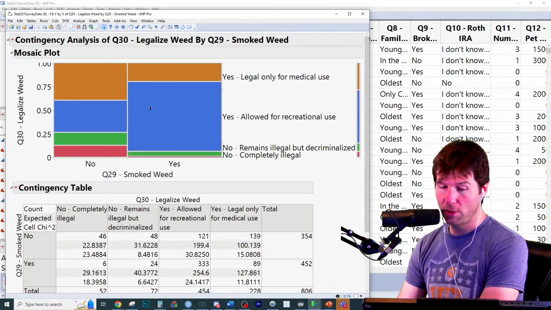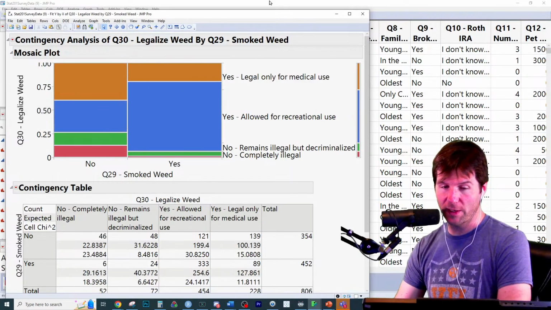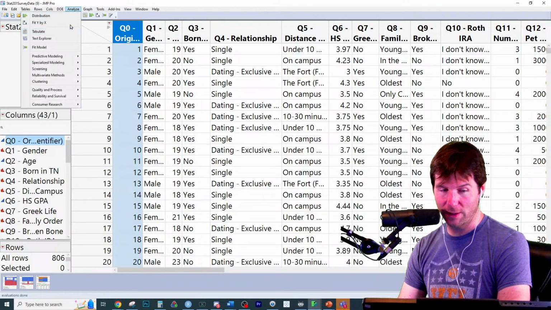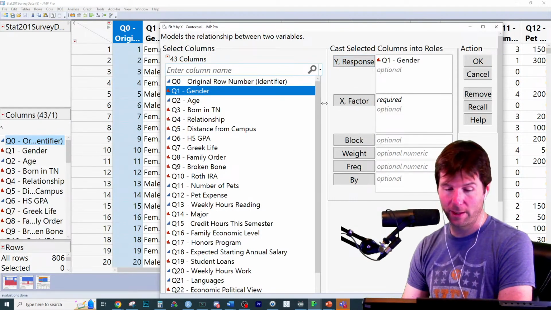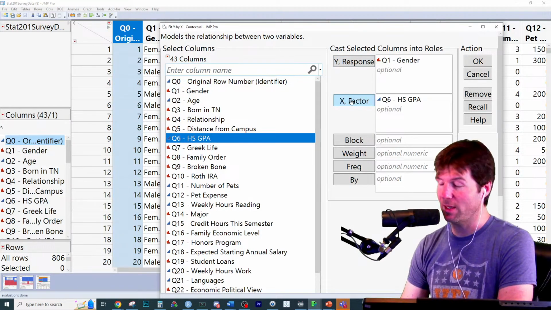And think about this. You now know how to analyze categorical data. The only thing we haven't done is a categorical Y and a quantitative X.